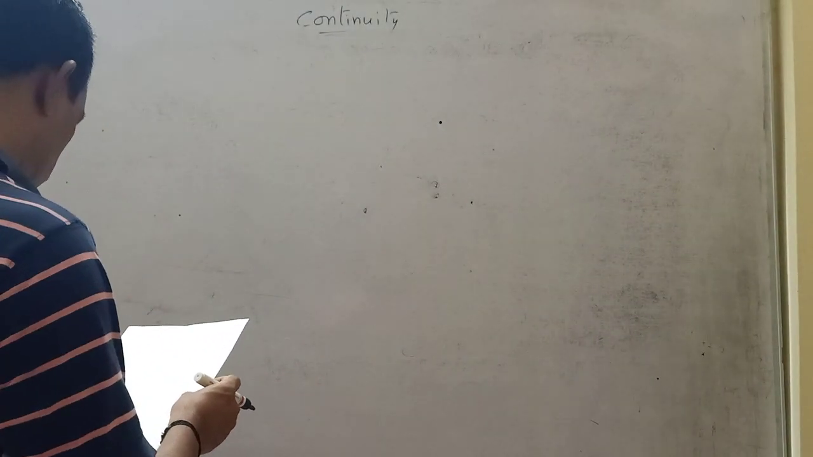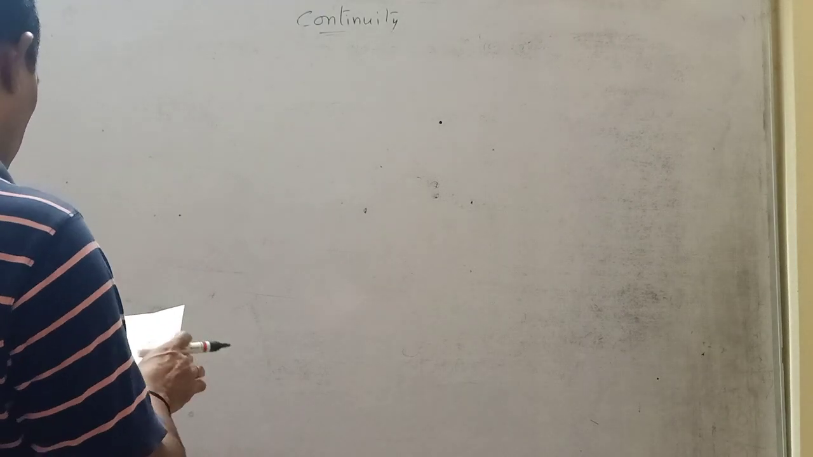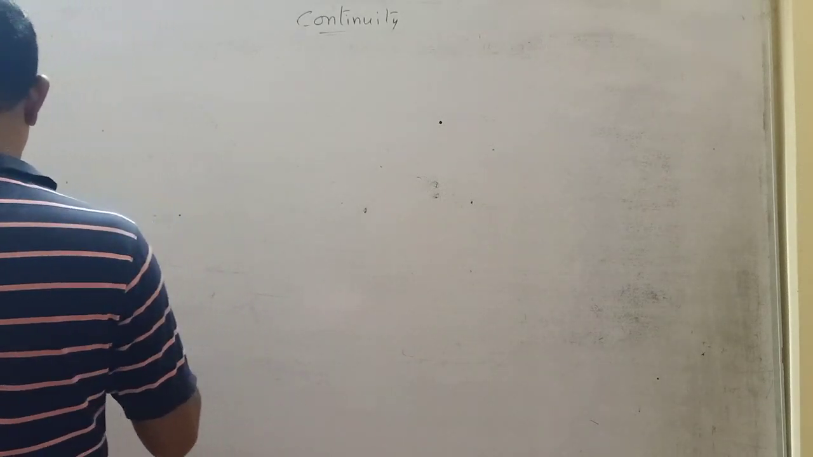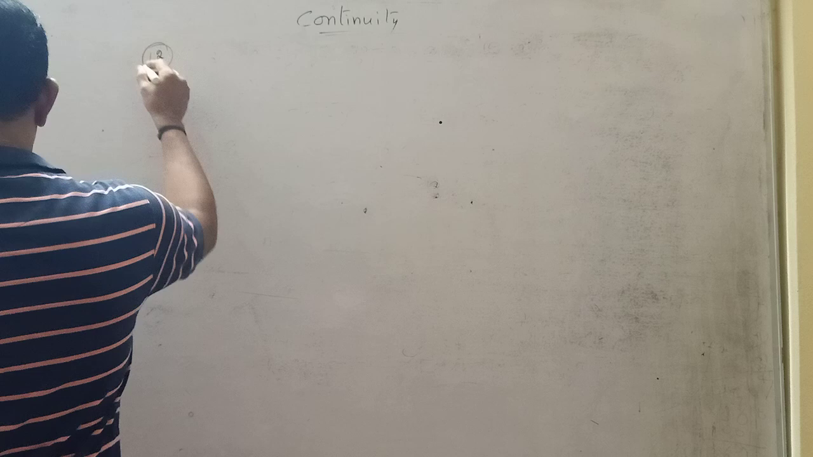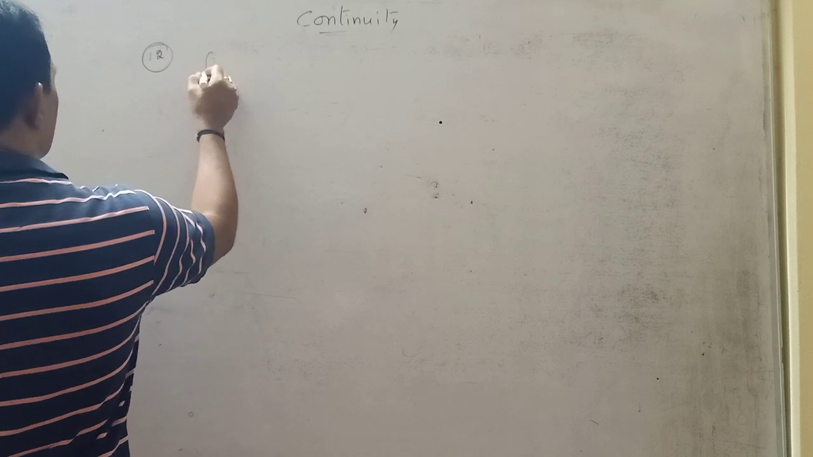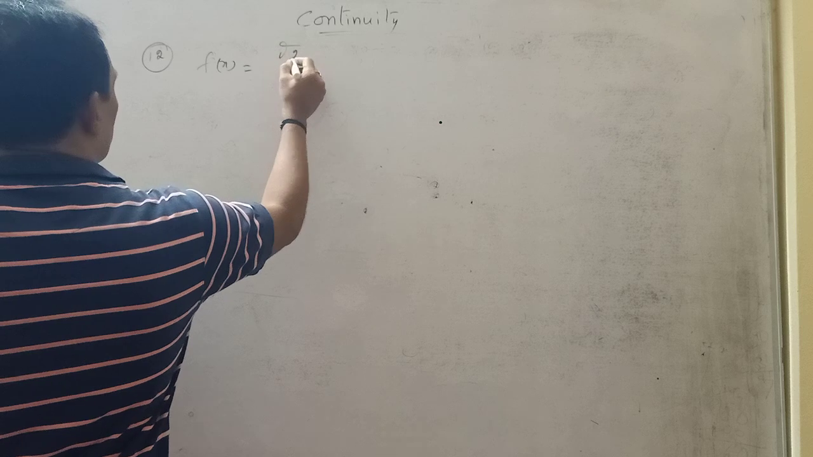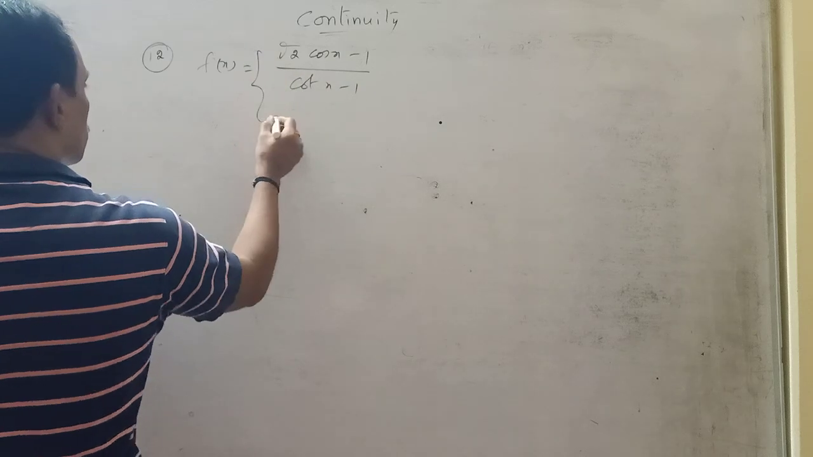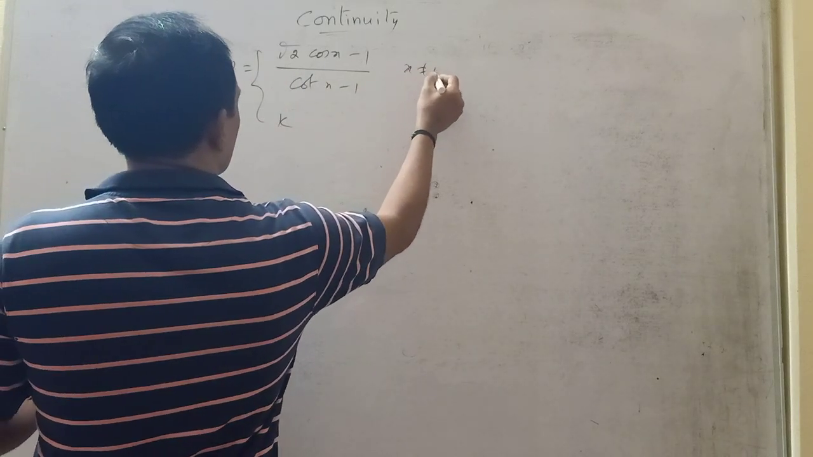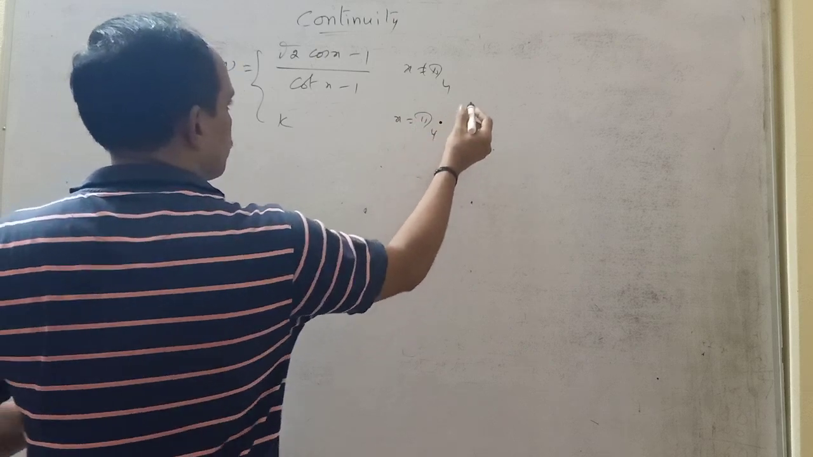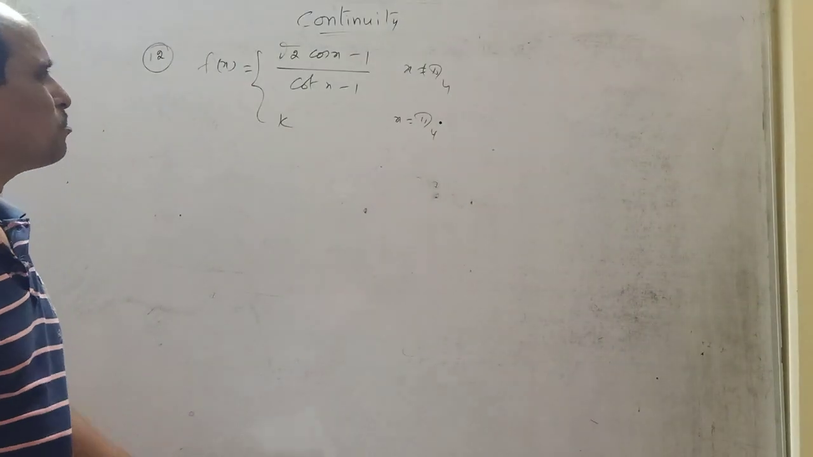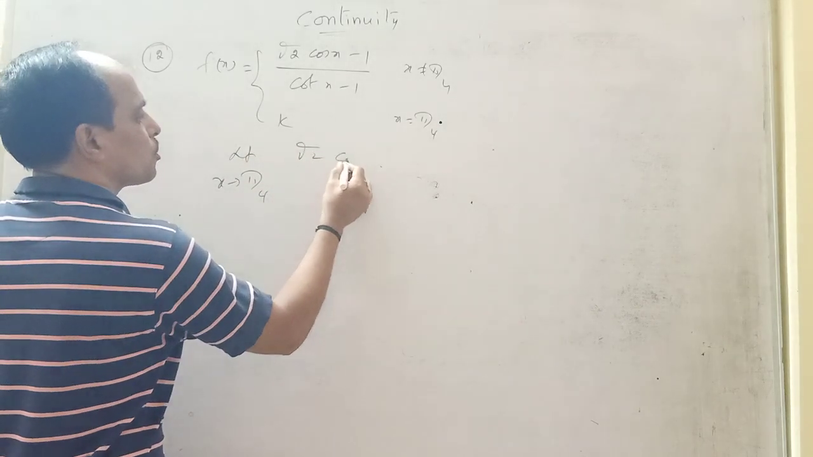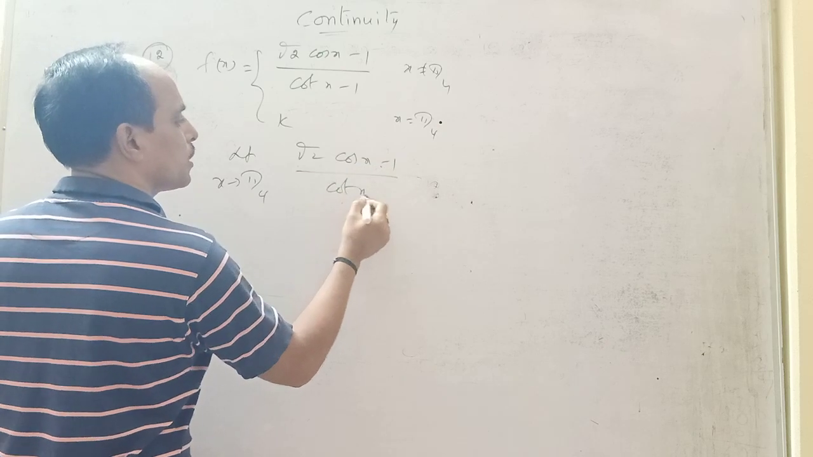Now the next question is the 12th question. You see that question: f of x is equal to (root 2 cos x minus 1) by (cot x minus 1) for x not equal to pi by 4, and f of x is equal to k at x equal to pi by 4. If f is continuous, then k is equal to? It's a simple question. So we have to find the limit as x tends to pi by 4 of (root 2 cos x minus 1) by (cot x minus 1).